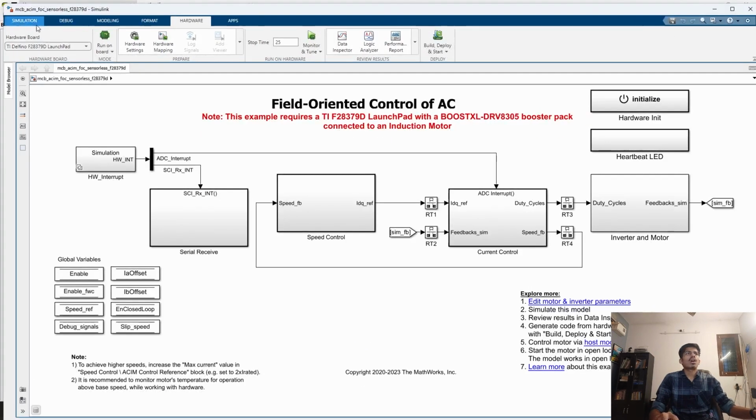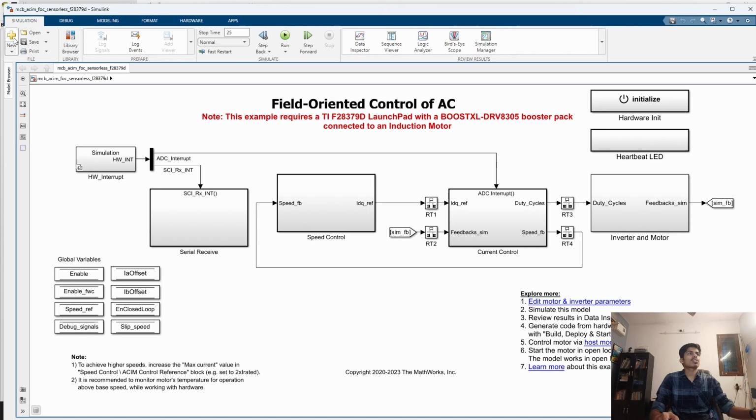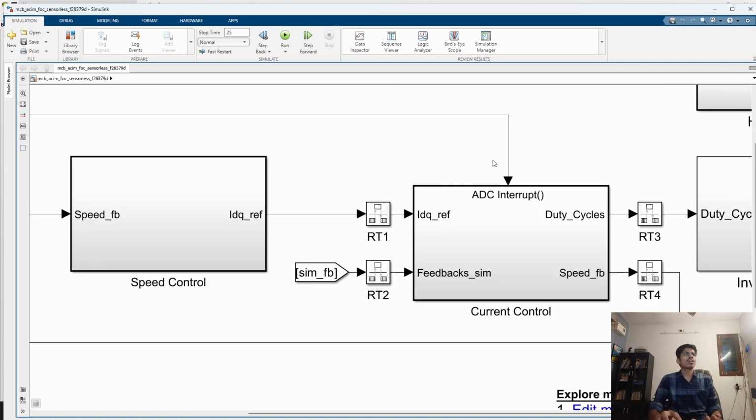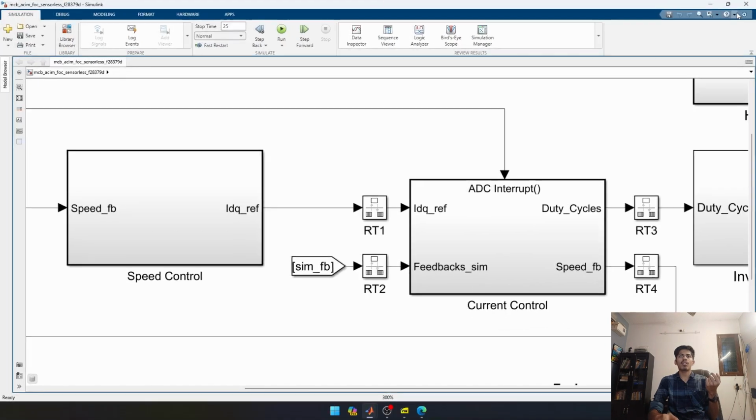Now let's create a new model just to show how to create this type of trigger. This is called a triggered function. The function can be triggered by any event. For example, here it is triggered by an ADC end of conversion. After the ADC has finished converting the analog motor currents to digital values, it will post an interrupt. Then, following that interrupt, we will run this function, or the subsystem in this case.